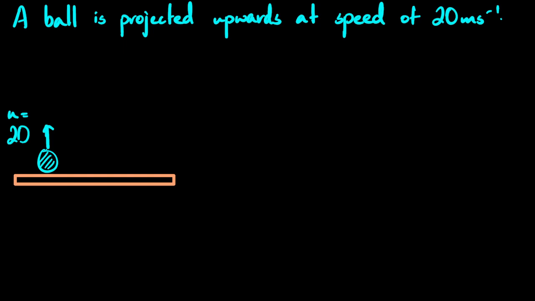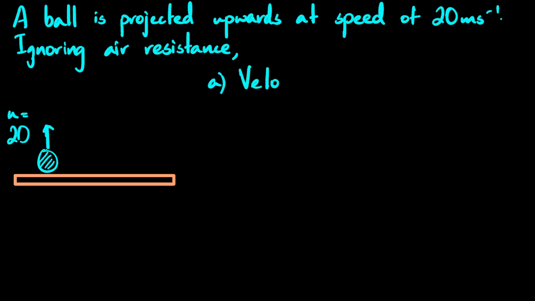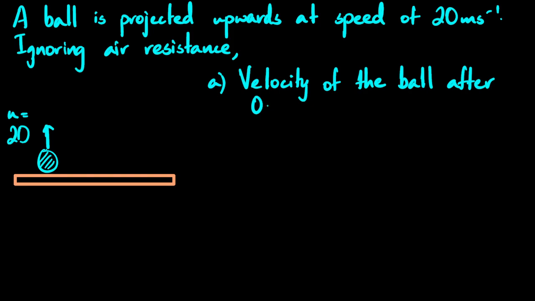So u is 20. We ignore air resistance, because if we don't ignore air resistance, the acceleration will not be constant anymore. This is a concept that follows from terminal velocity. And if the acceleration is not constant, we cannot use the equations of motion. So the first part says that you have to calculate the velocity of the ball after 0.8 seconds.